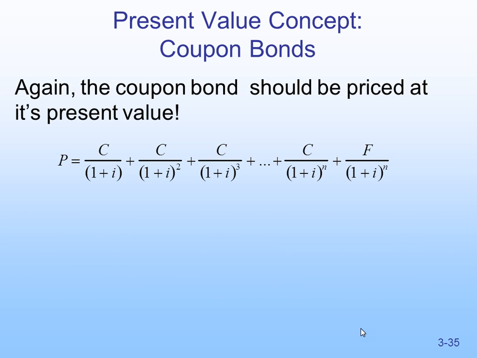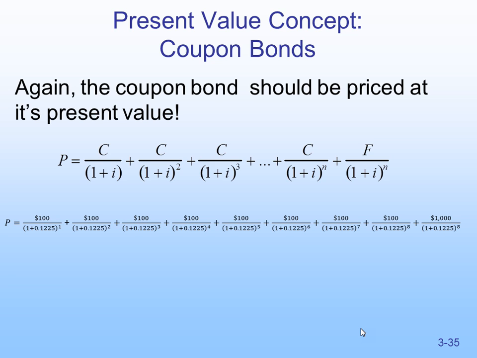So we want to put $100 in place of which letter in this equation? The C, right? What goes in place of the F? Do you know? 1,000. And what goes in place of the I? 12.25% is what I think I said. Okay. So it looks like that.